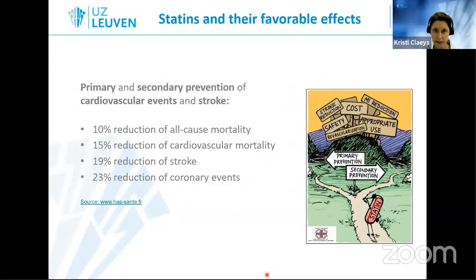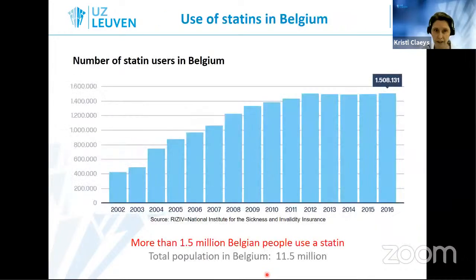Now, statins have favorable effects in the primary and the secondary prevention of cardiovascular events and stroke. They cause a reduction of 10% of all-cause mortality, a 15% reduction of cardiovascular mortality, 19% reduction of stroke, and 23% reduction of coronary events.